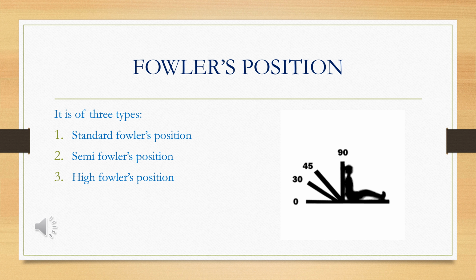Another commonly used position, the most commonly used position we must say, is Fowler's position. Fowler's position can further be of three types: standard Fowler's position, semi Fowler's position and high Fowler's position. The difference between the three Fowler's positions is just the angle, that is, at which angle we adjust the back rest or the back of the bed, and accordingly we can have these three types of Fowler's positions.